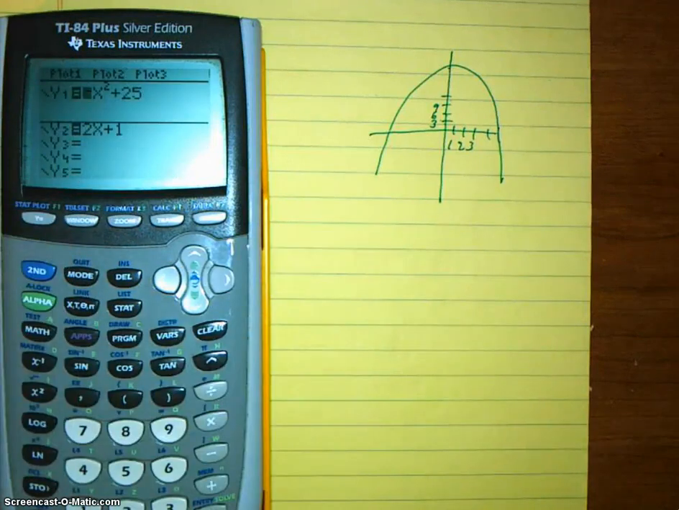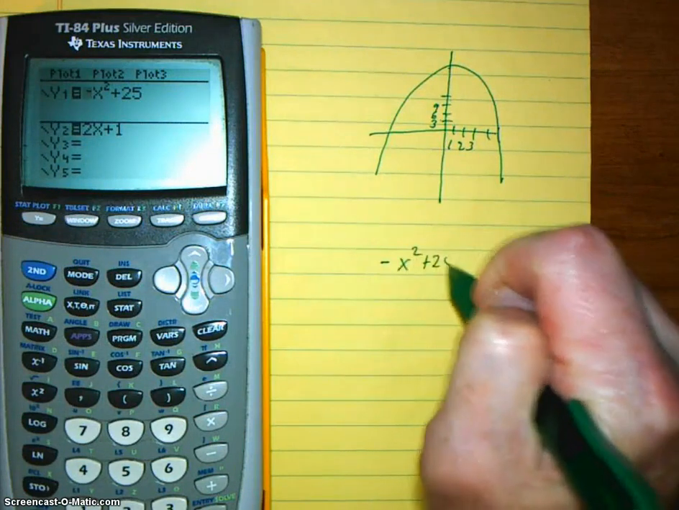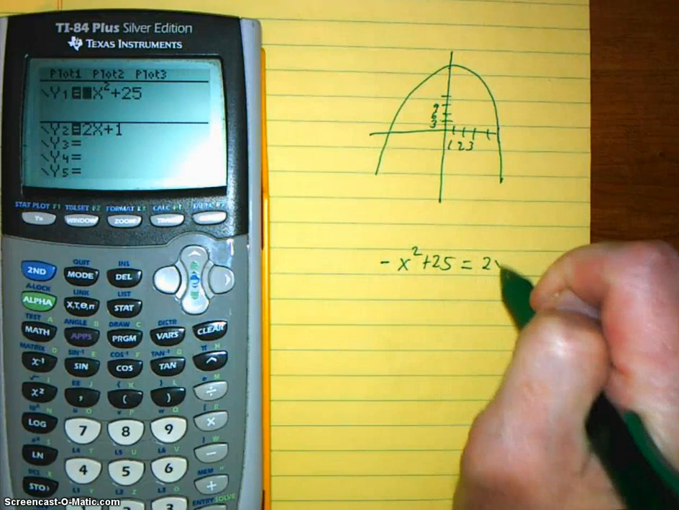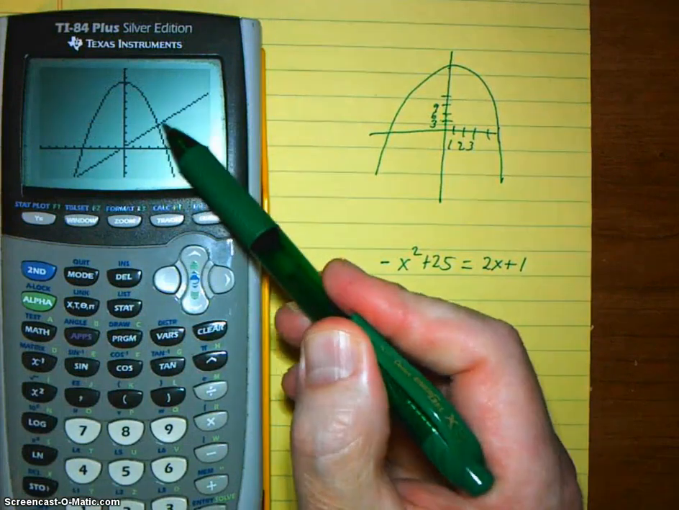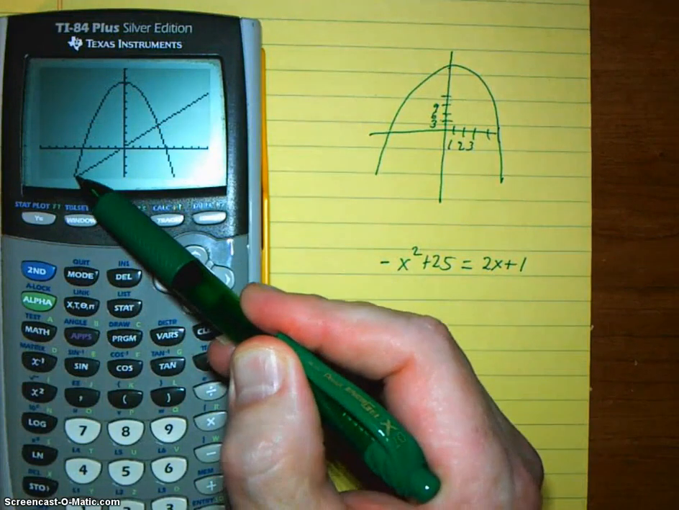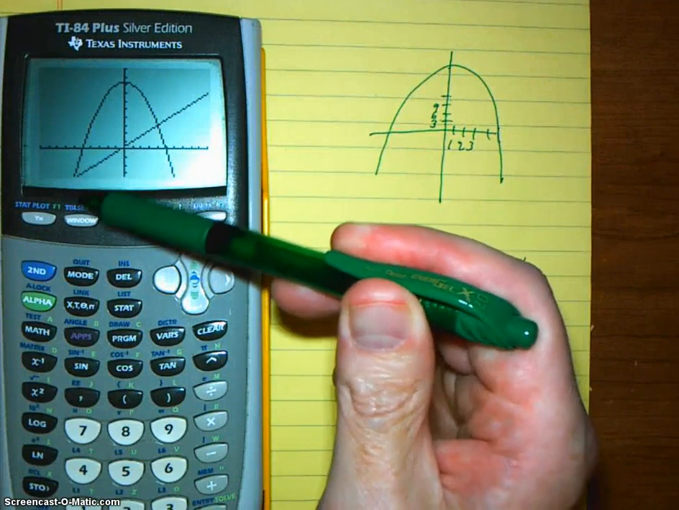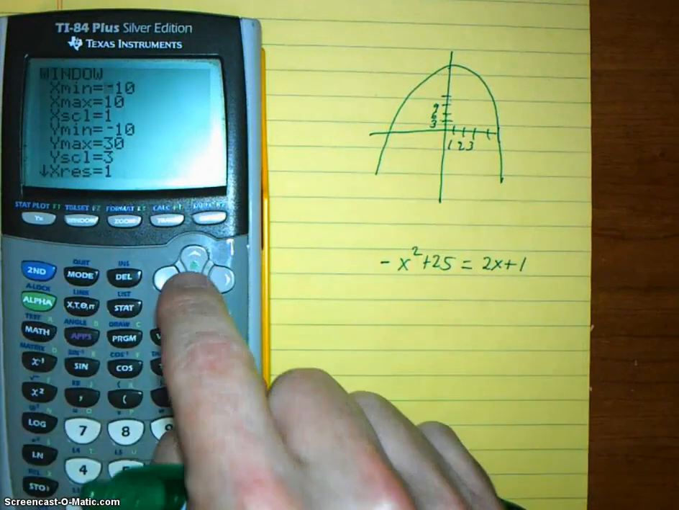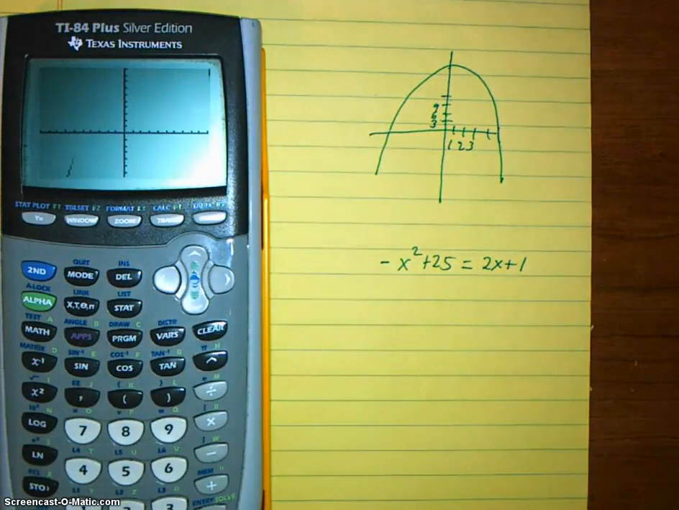So really what we're looking at here is we're solving the equation minus x squared plus 25 equals 2x plus 1. And we can see from the graph that it looks like this equation has two answers, there and there. Now to see this one, we need the graph to go just a little bit lower. So I'm going to go back to my window and change that to be minus 20. And now we can see both places where they cross.